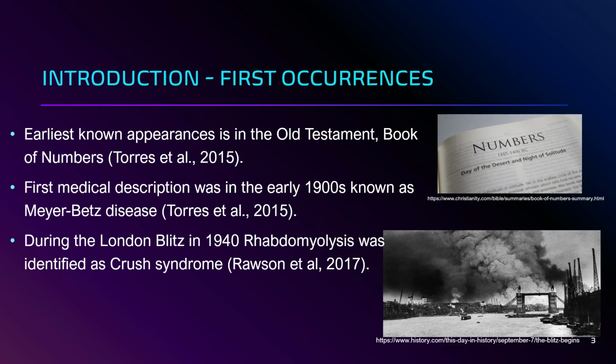Bywaters and Beale are often acknowledged for providing the earliest explanation of the pathophysiological mechanism behind the condition, as well as accurately describing the link between rhabdomyolysis and acute renal failure. As noted by Rawson et al., rhabdomyolysis was originally referred to as crush syndrome and was first identified in the 1940s during the London Blitz, when patients' limbs were crushed. Although the majority of patients survived their initial injuries, many died due to renal failure in the following days.